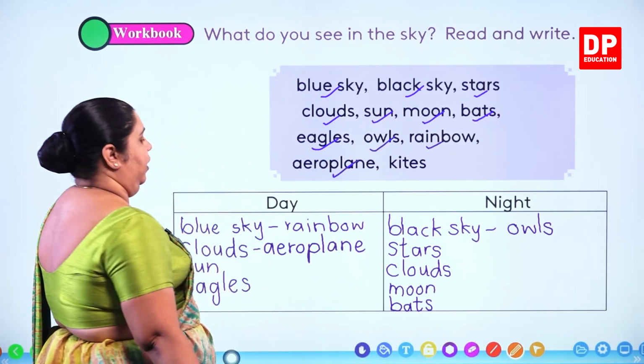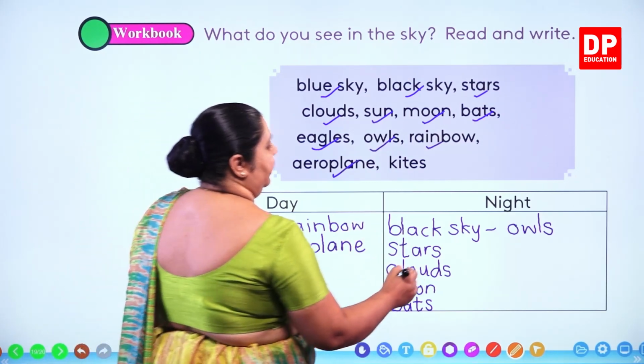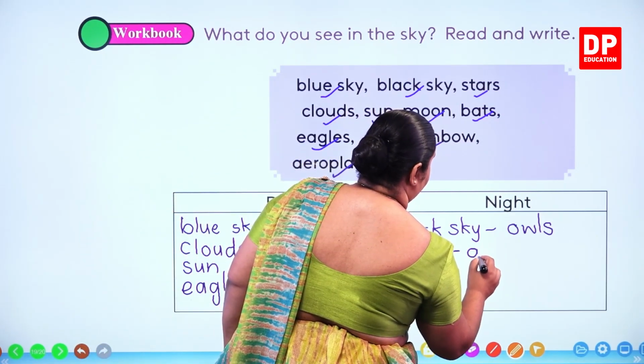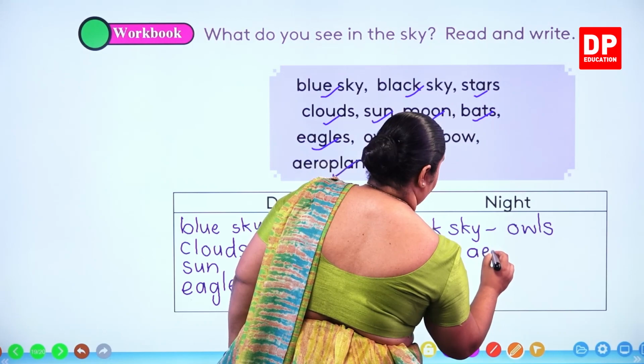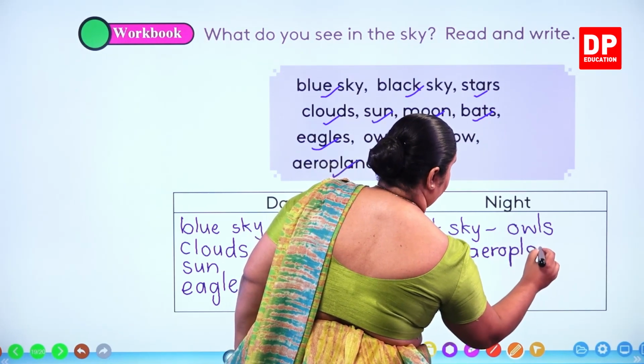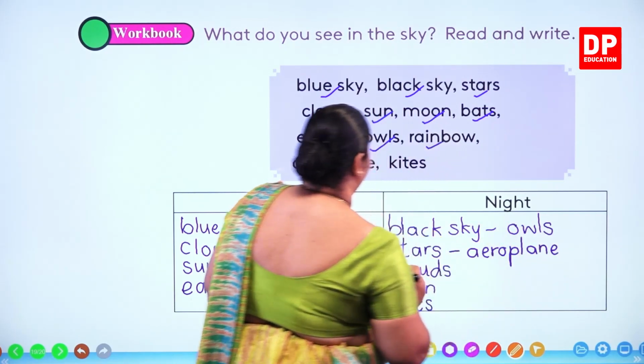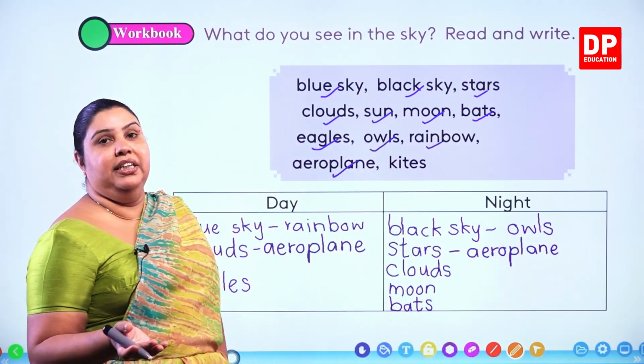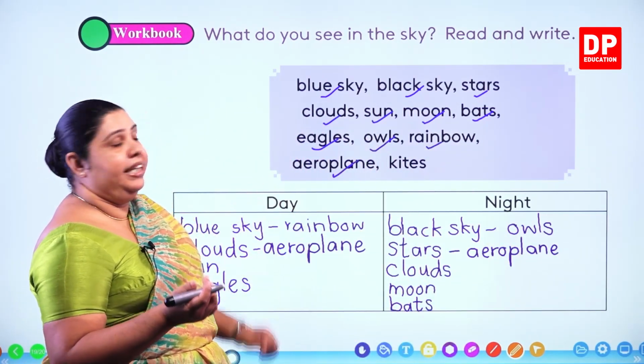A-E-R-O-P-L-A-N-E. Aeroplane. And even in the night we see aeroplane. So we will write that here as well. Aeroplane. Okay, right. Then the final word, the last word, kites.